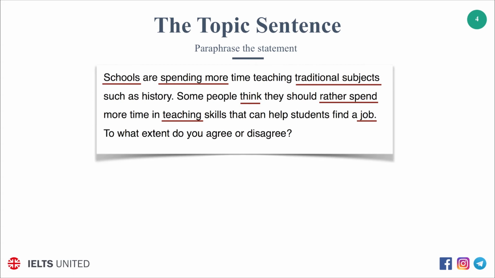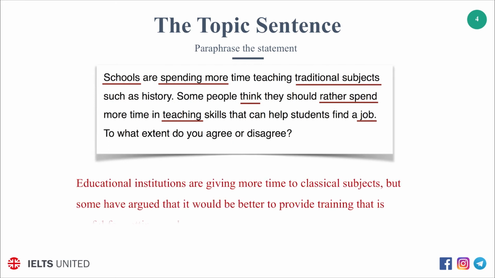What's another way to say find a job? How about get work? So let's look at my example topic sentence. Educational institutions are giving more time to classical subjects, but some have argued that it would be better to provide training that is useful for getting work. You can see that it has the same meaning as the statements we're given, but in completely different words.